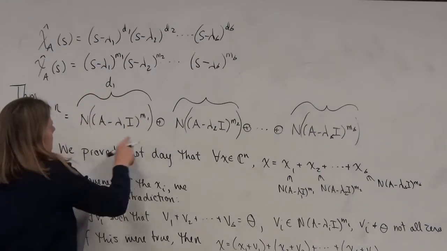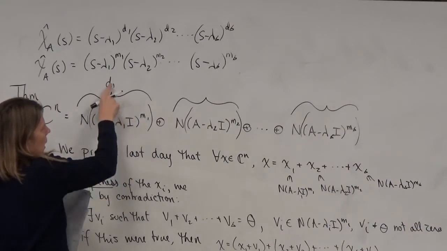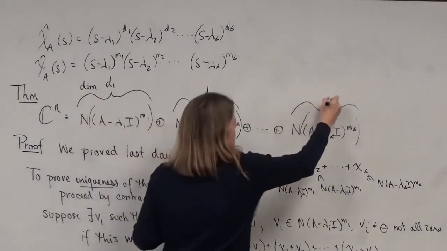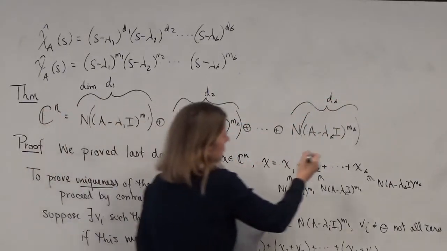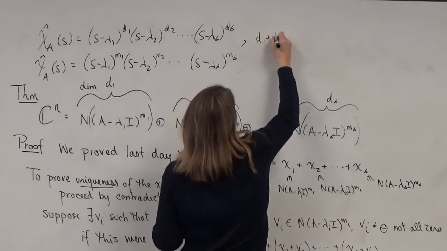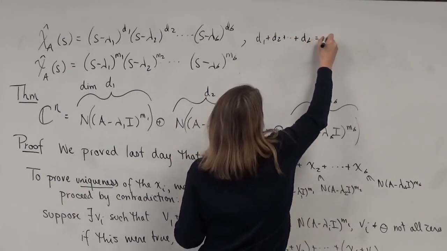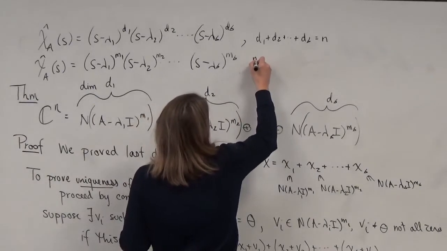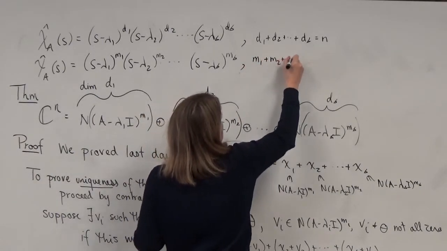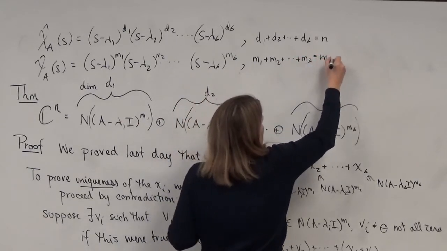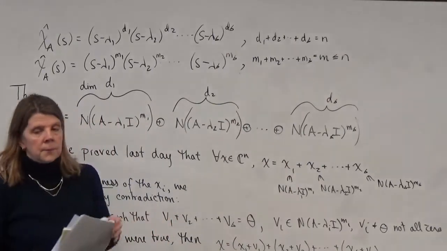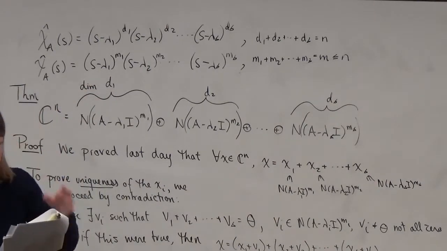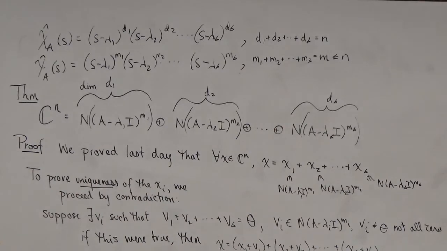So the null space of A minus lambda 1 I to the M1 has dimension D1. This has dimension D2. This has dimension D sigma. That makes sense because we've defined D1 plus D2 plus D sigma equal to N. Let's also define something for the minimum polynomial: M1 plus M2 plus M sigma is equal to M, which is less than or equal to N. I'm not going to prove that dimension; it's kind of detailed, and we've already done a detailed proof. You can go to the text and see that.